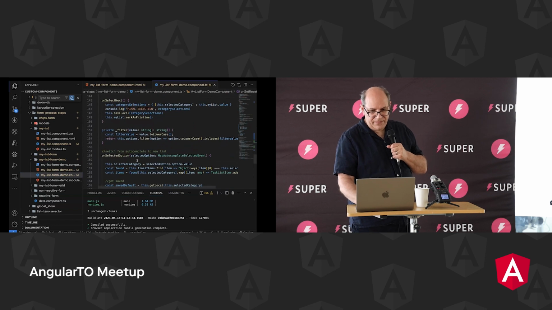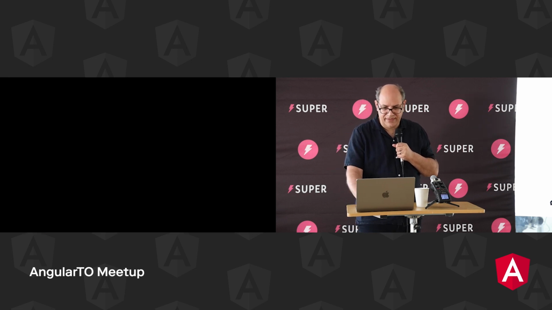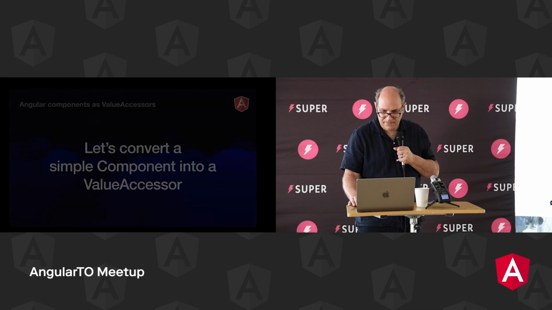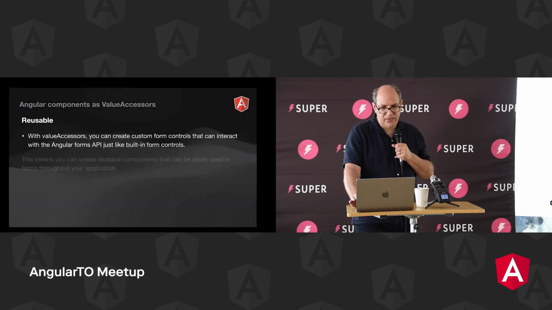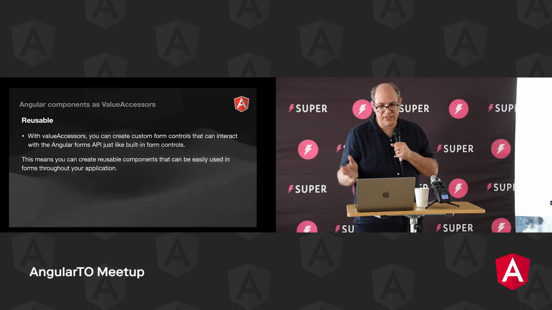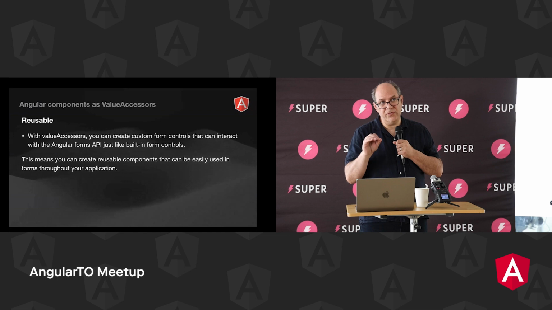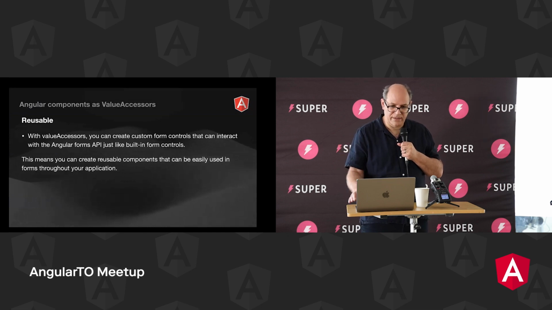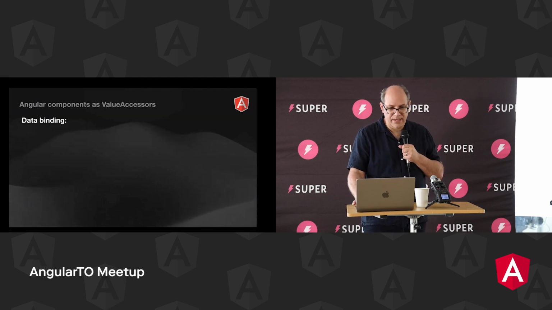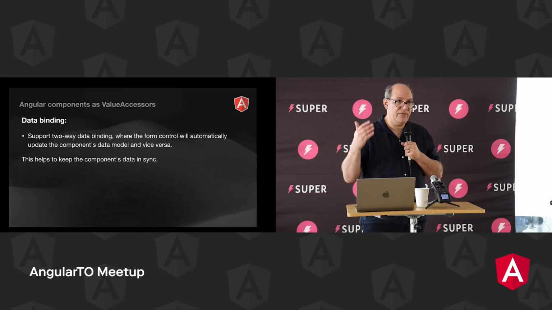So very simple, nothing too complicated, but what's the advantage here? Well, let's take a look at our slide for a second. Okay, so what we understand about value accessors is that you can create custom controls out of components that you have, right? And what's nice about it is you're using Angular's API, so there's no work there. This means you can create reusable components that easily work throughout your application, and they're pretty standard, right? The data binding, well, it's two ways, right? It's observable, so it keeps up to date with other form controls.